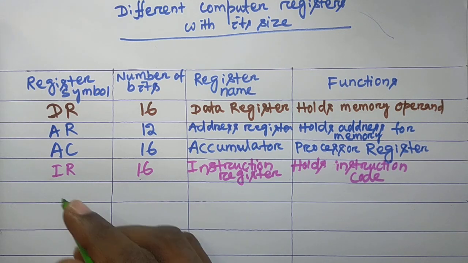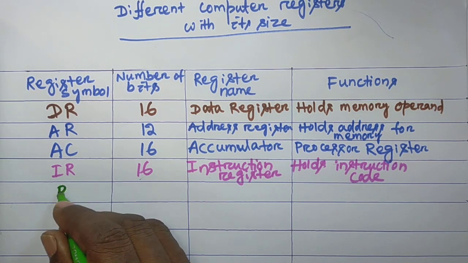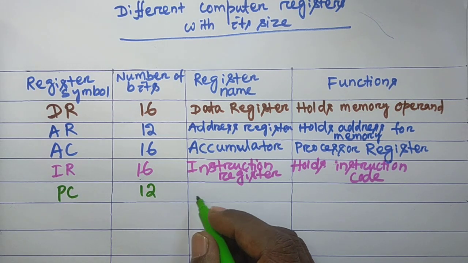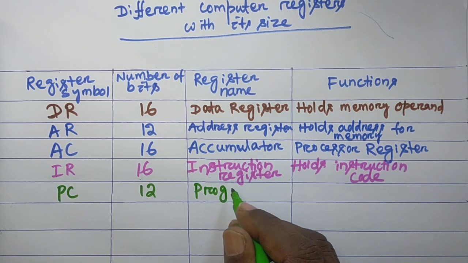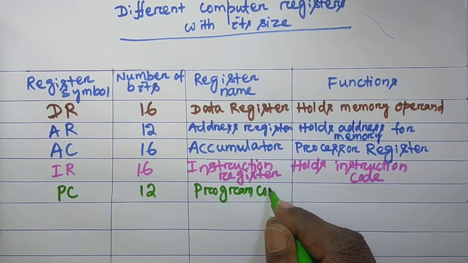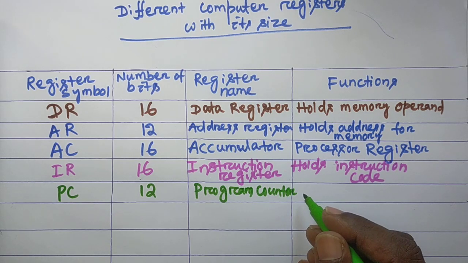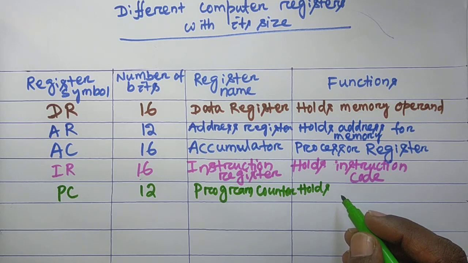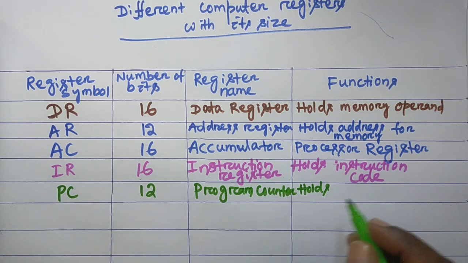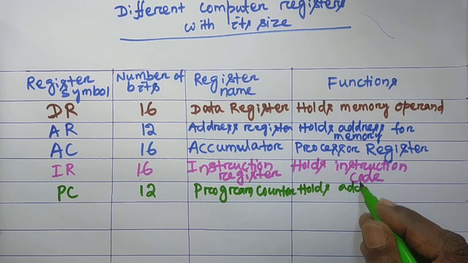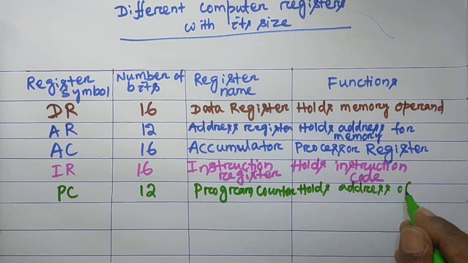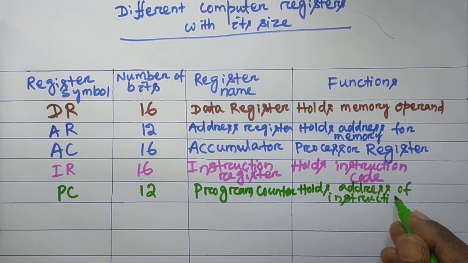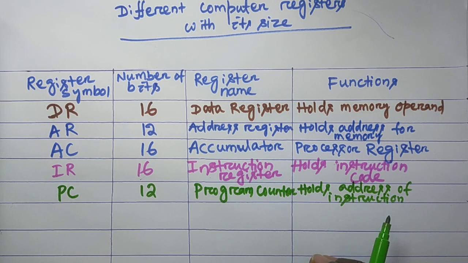Similarly, next is PC. PC is program counter. It contains 12 bits, and the name is program counter, and it holds the address of instruction.